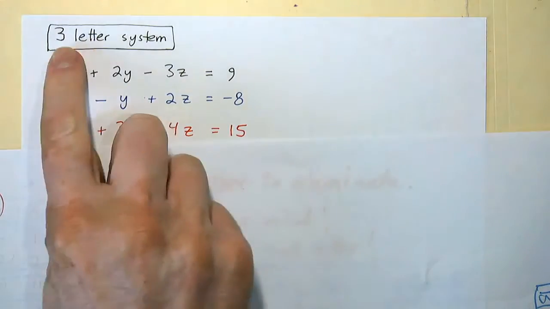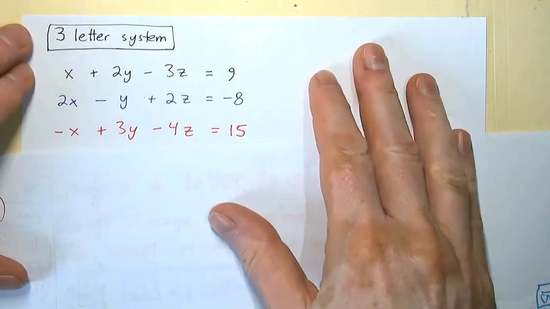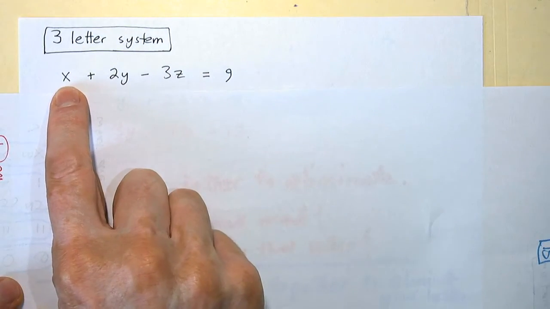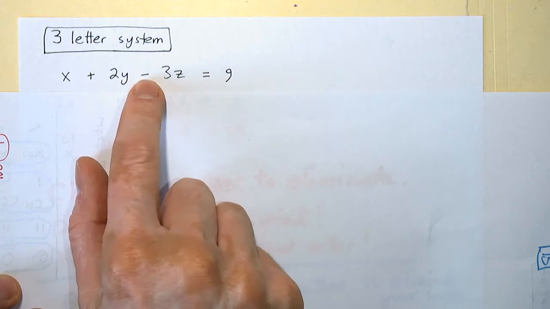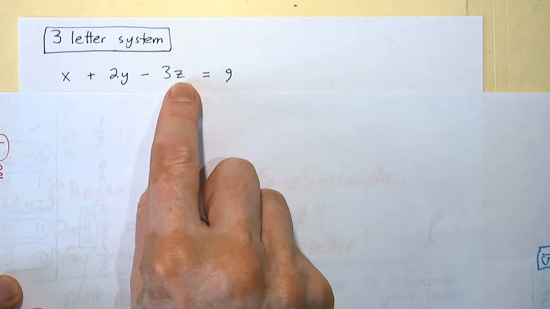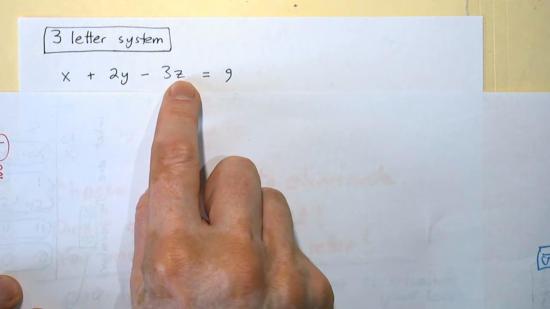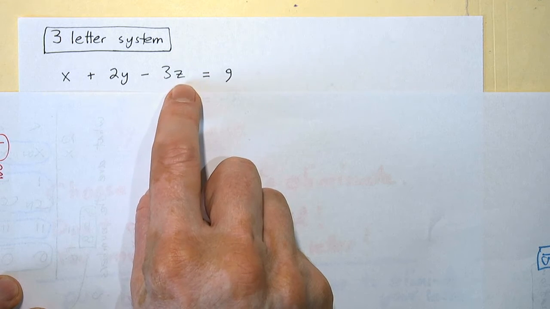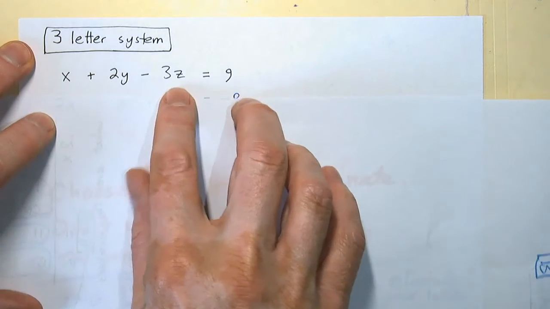Today is the three-letter system. Yes, 3 letters. I'm thinking of a number plus 2 times another number minus 3 times another number is 9. Cross your Z's. I'm really telling you, cross your Z's, because if you don't, they'll start looking like 2's and you'll mess up. Okay, see it happen all the time.